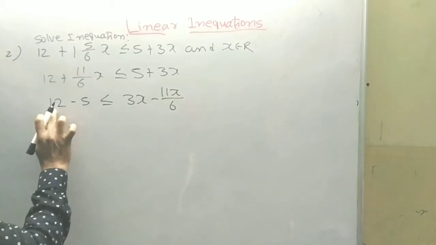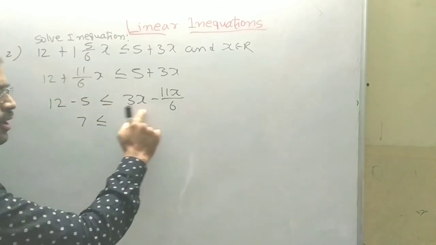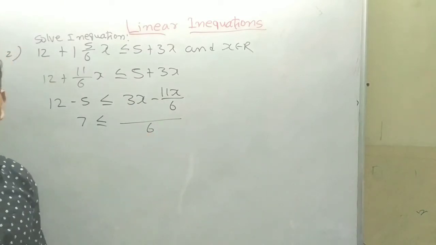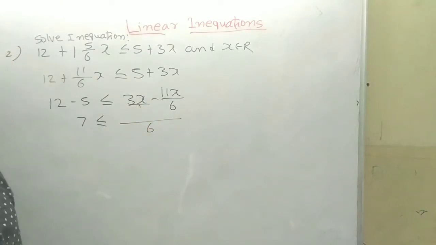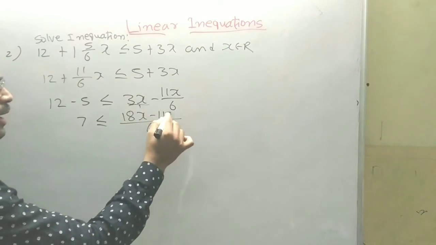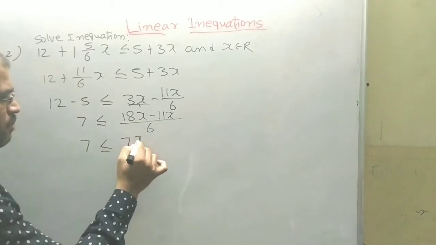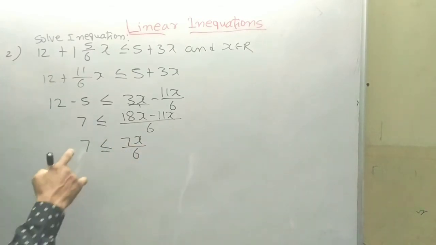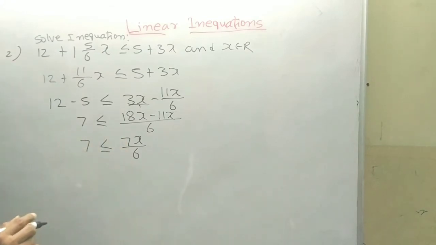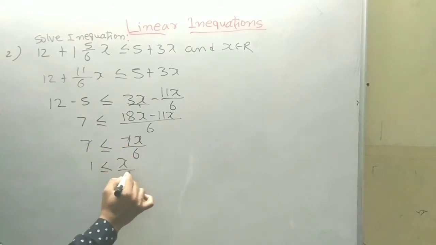Next, 12 minus 5 gives 7, less than or equal to. Now take the LCM, which is 6. The denominator 1 is there, so how many times does 1 divide into 6? 6 times. 6 multiplied by 3x is 18x, minus 11x. So 7 less than or equal to 7x/6. On both sides, in the numerator we can see 7, which means we can cancel the 7. 7 and 7 cancel. 1 less than or equal to x/6.